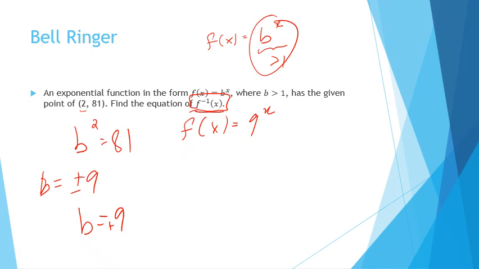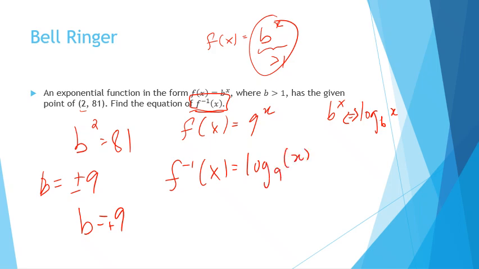But we want to find the inverse. So remember, if you have b to the x, the inverse of that is log base b of x. Those two are inverses. So then here, our inverse equation should be log base 9 of x.